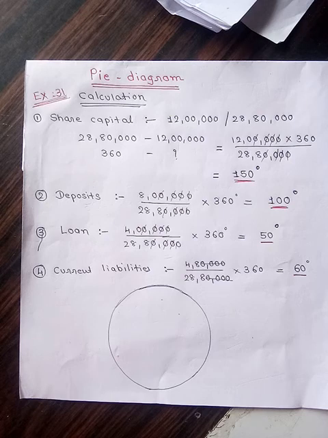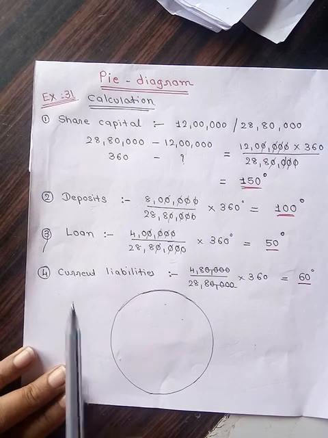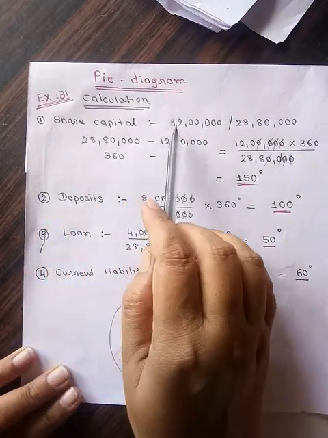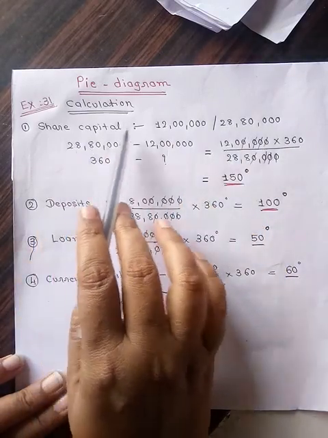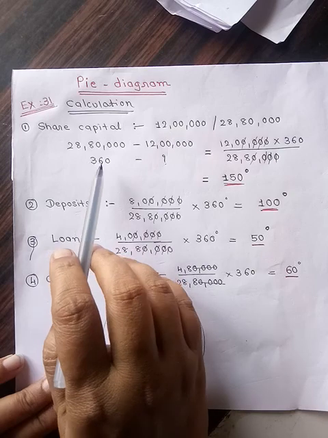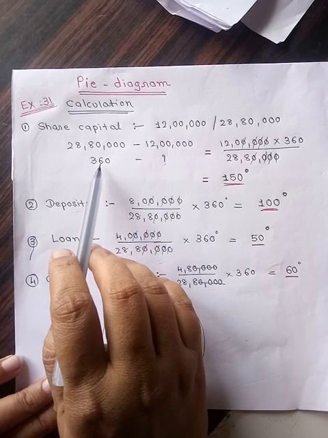Now it is like a percentage divided bar diagram only, but a pie diagram is in the shape of a circle. So instead of 100, here we will be taking 360 degrees. Now see the first information. Share capital is 12 lakhs out of 28,80,000. So as usual, like percentage only, we have to solve, but instead of 100 here it will be 360.